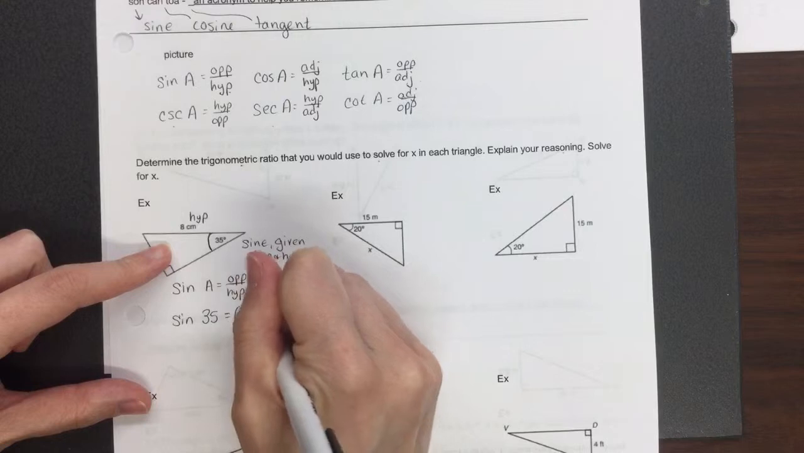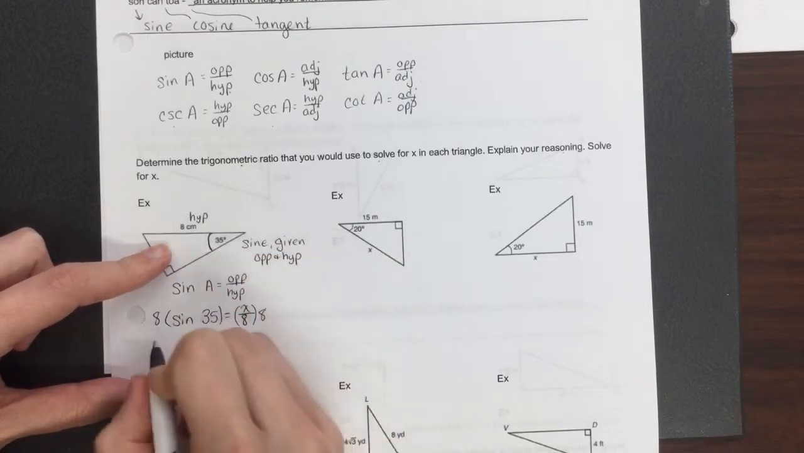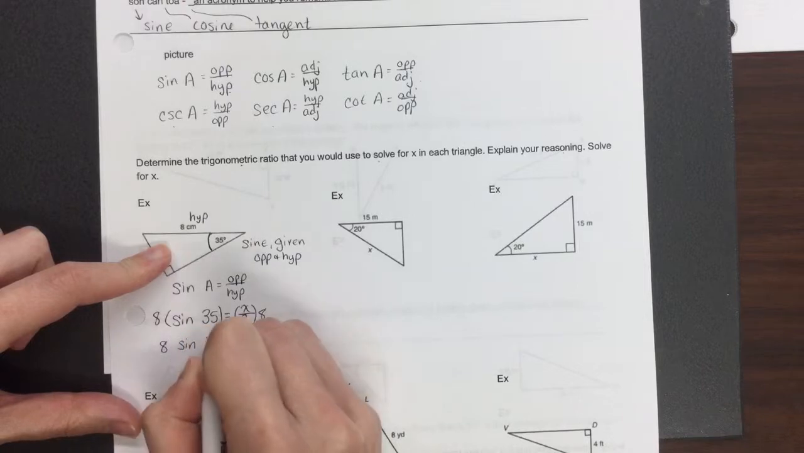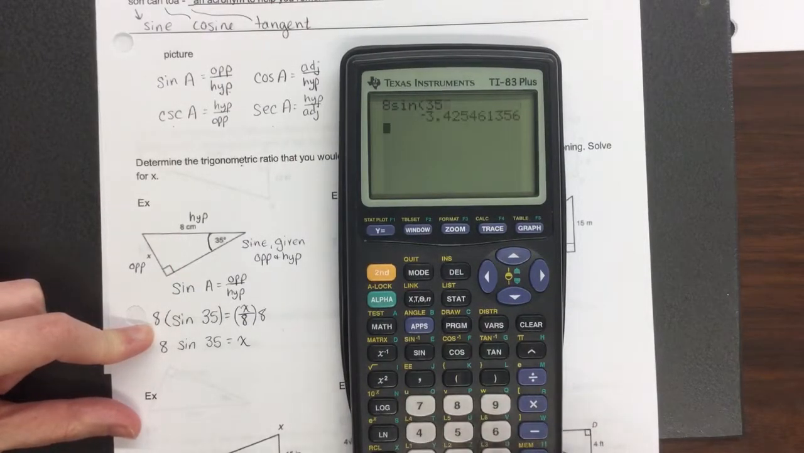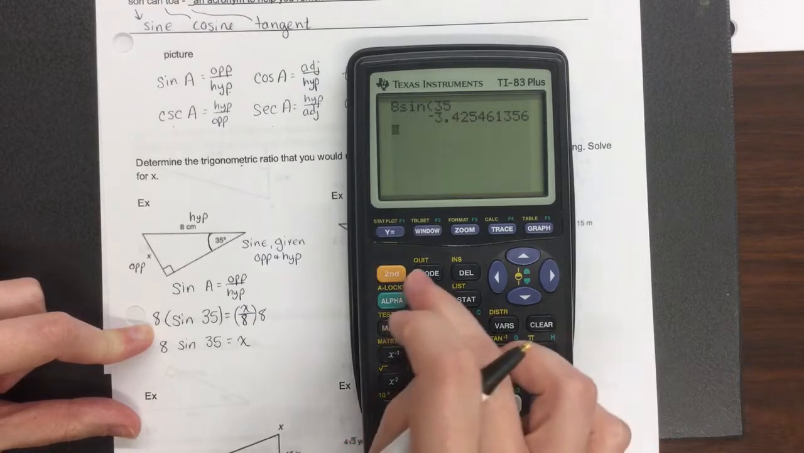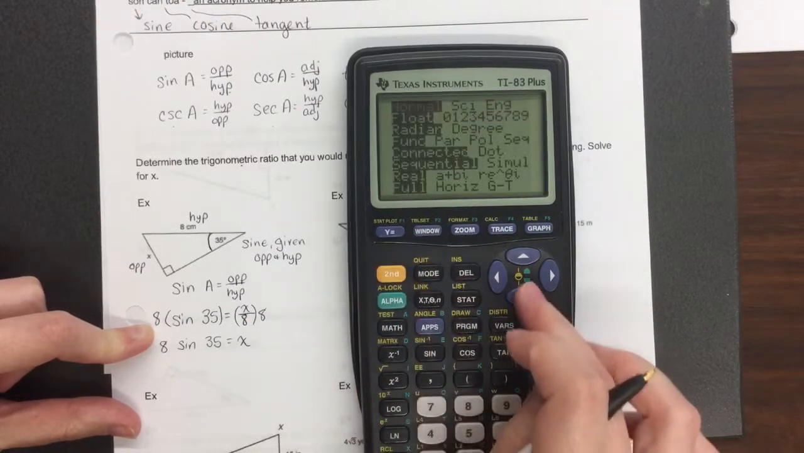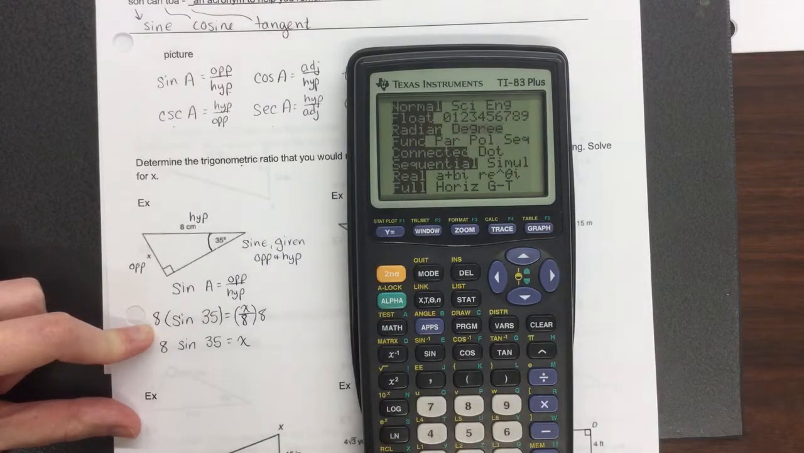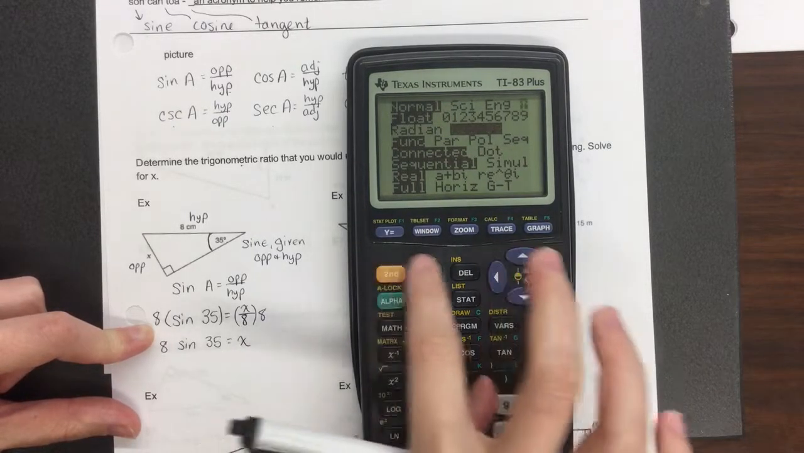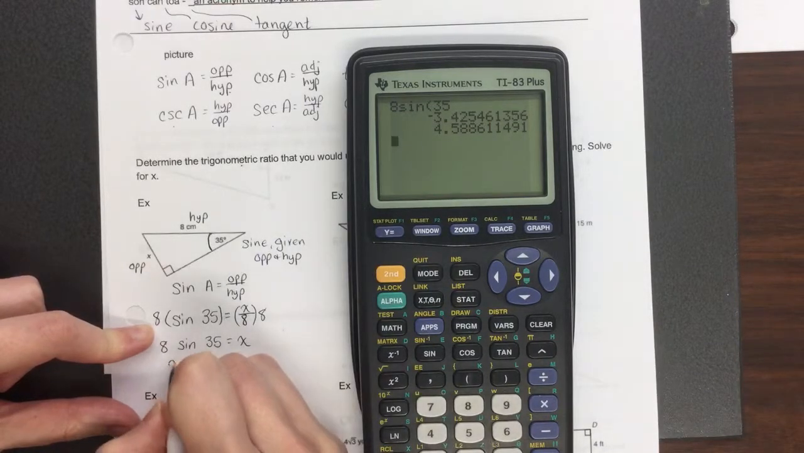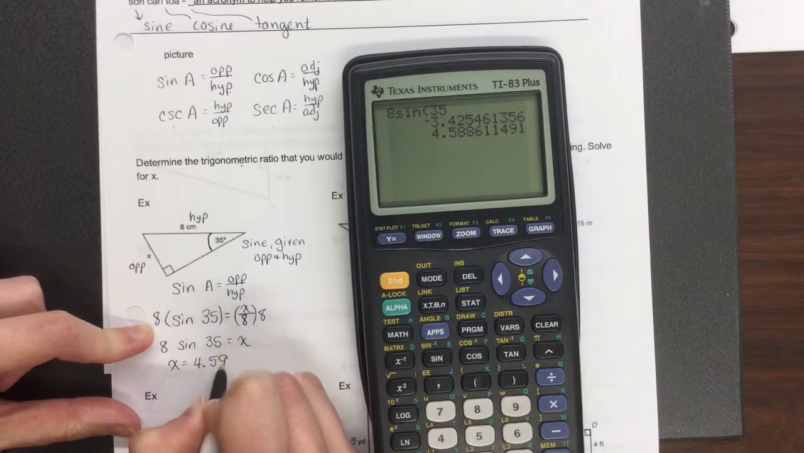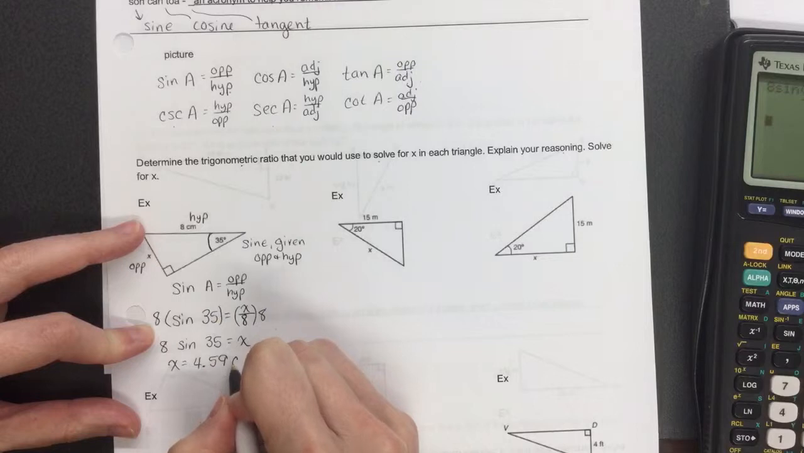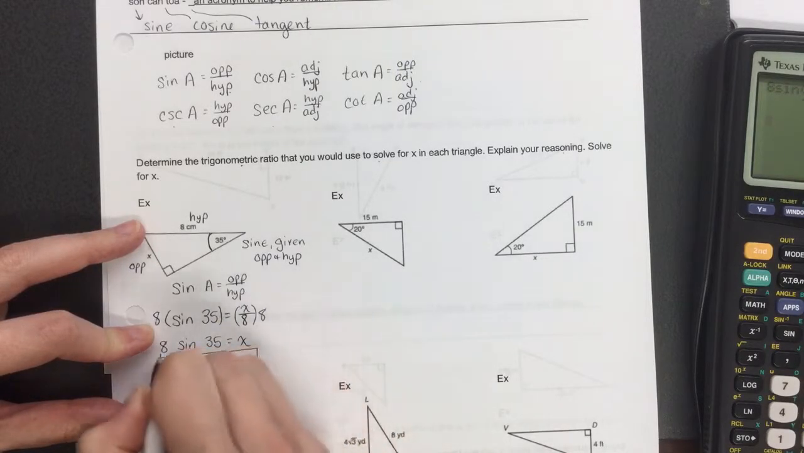To solve for x, we multiply both sides by the denominator. So we end up with 8 sine of 35 giving us x. If we put that into the calculator, 8 sine 35, I'm going to double check what mode I'm in. It's in radians, so I need to switch it and make sure I'm in degrees. So I switched to degrees, and quit out. There we go. So x is going to be equal to 4.59, and our units are centimeters. I'm going to round to the nearest hundredth.